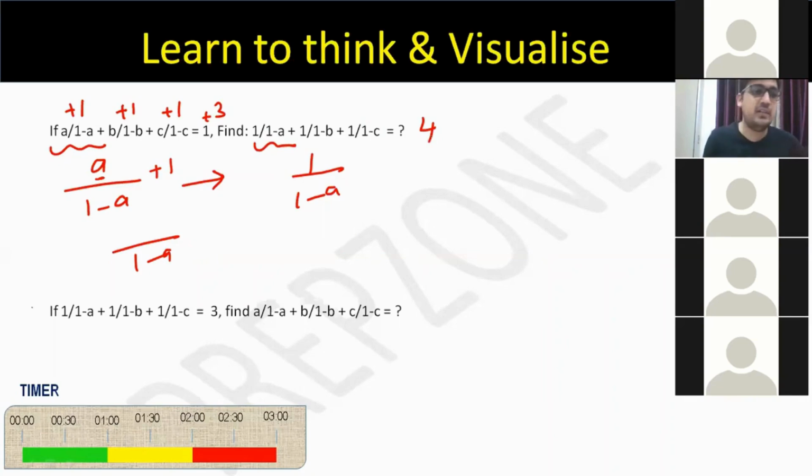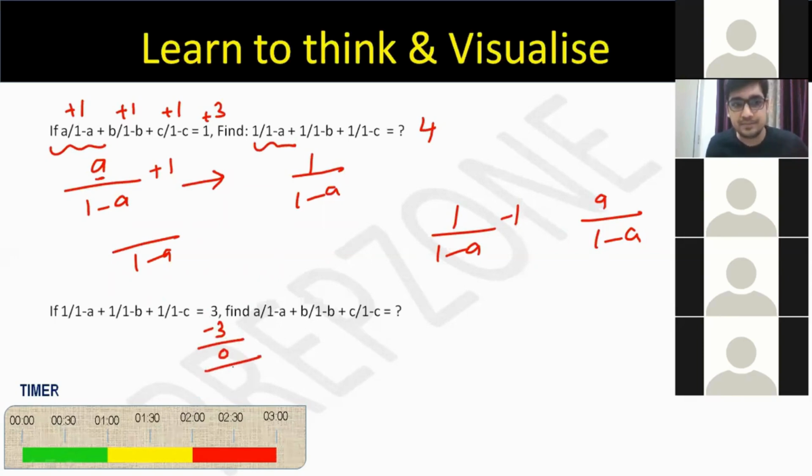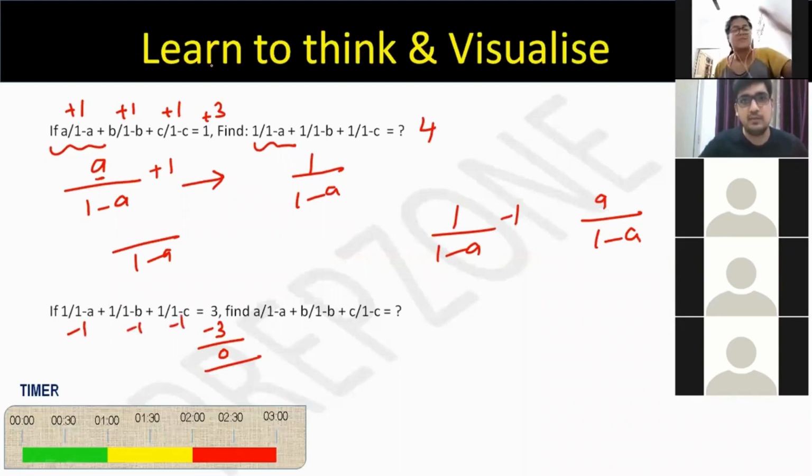You have 1 upon 1 minus A here, and here you have to bring A in the numerator. You just do A minus 1 here. 1 and 1 will get cancelled, which means minus 3 in total. So the answer has to be 0. Right? I've done minus 1 from here, minus 1 from here, minus 1 from here. Is this clear? Yes, I've got it. Good.